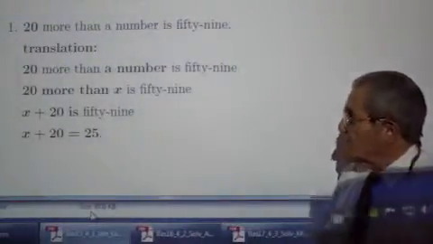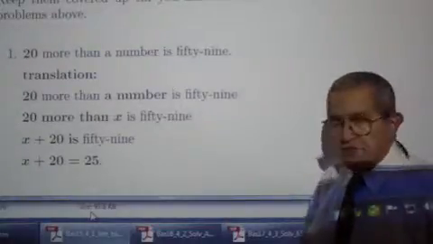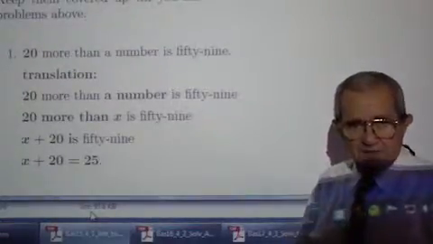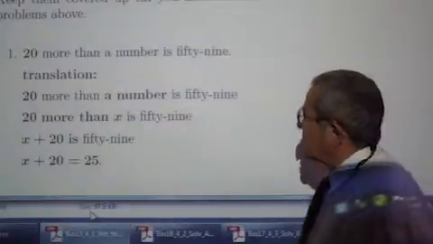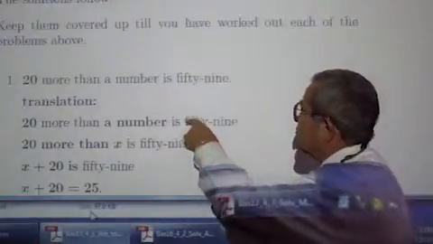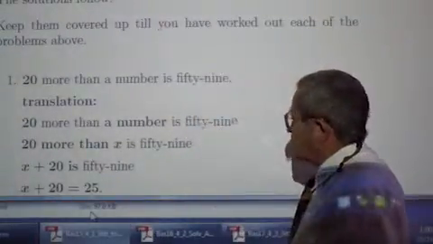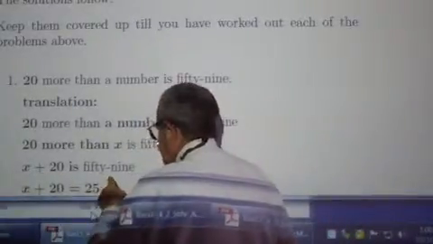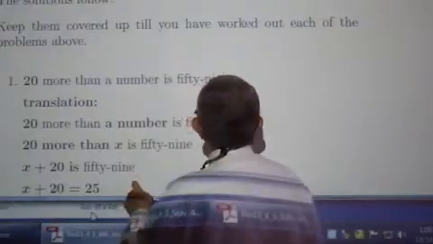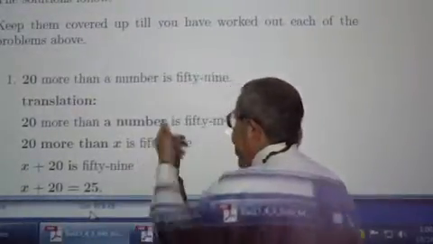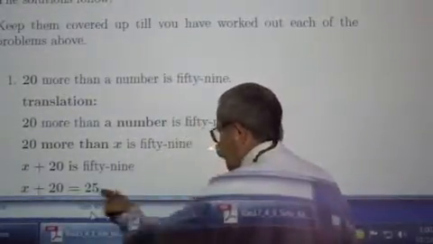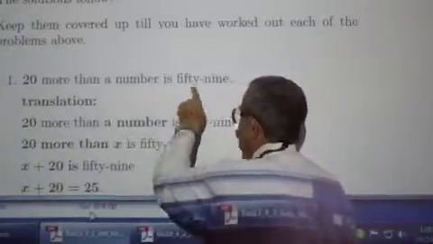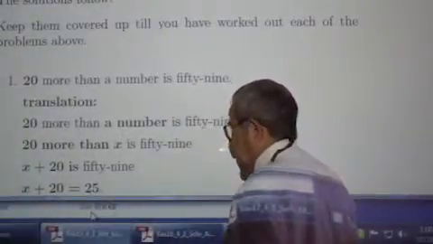We are going through the solutions for chapter 15 exercises. So we wanted to know 20 more than the number is 25, not 59, 25. 29 if you do it this way, this should have been 25 if you do it that way.